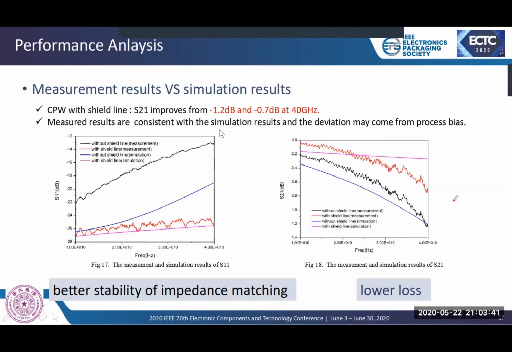In Figure 18, the coplanar waveguide with shield line exhibits less loss, as insertion loss improves from minus 1.2 dB to minus 0.7 dB at 40 GHz. It also proves that with the growth of frequency, such improvement will be more important in loss control. Besides, the measured results are basically consistent with the simulation result, and the deviation may come from process bias.